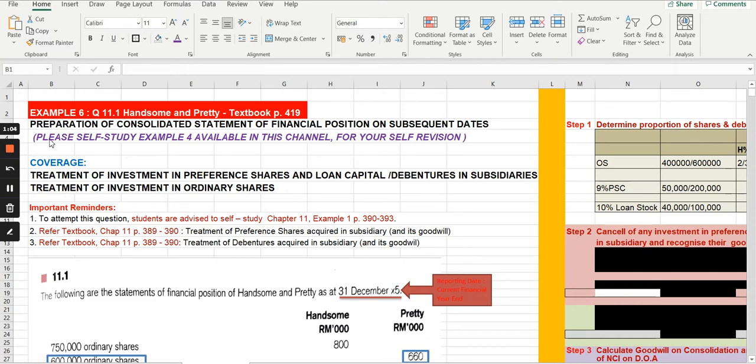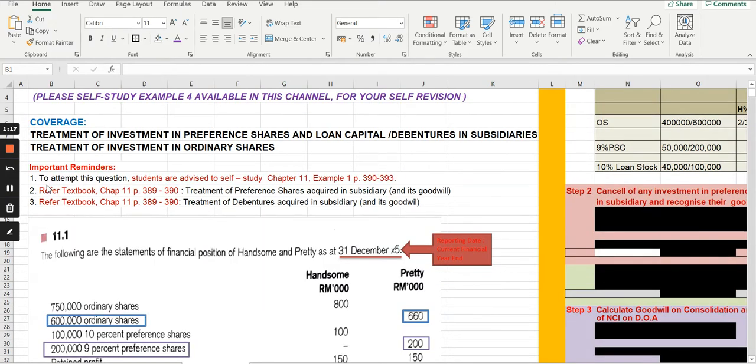To start, it is advisable for you to self-study example 4 that is available in this channel. So you can check the link in my description below for your self-revision. Some important reminders before we begin. In order to be able to attempt this question, you should first also self-study example 1 at page 390 to page 393 at chapter 11 so that you have a better understanding of what I'm going to explain.